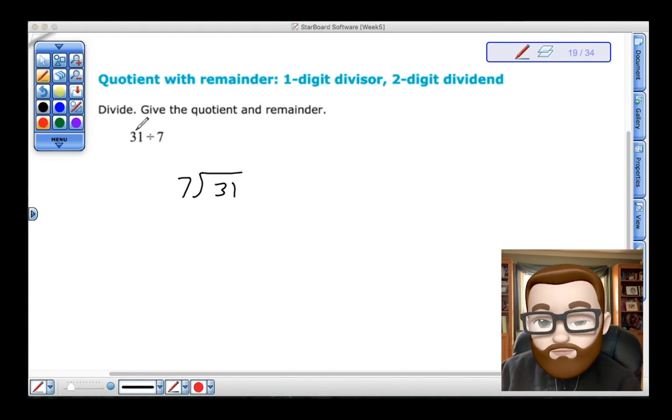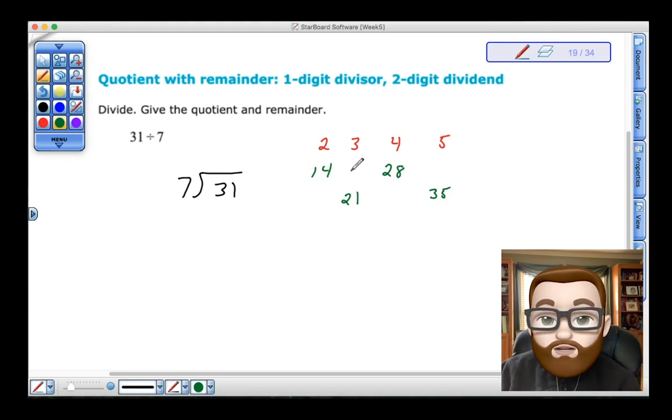If we look at our times tables here, and if I have 2, 3, 4, and 5, 7 times 2, I end up with 14. If I have 7 times 3, I have 21. 7 times 4, I end up with 28. And 7 times 5, I have 35. So what I'm looking for is the number that is as close to 31 without going over. So 14, 21, 28, 35. 35, I've gone over 31, so 28 is going to be my magic number.